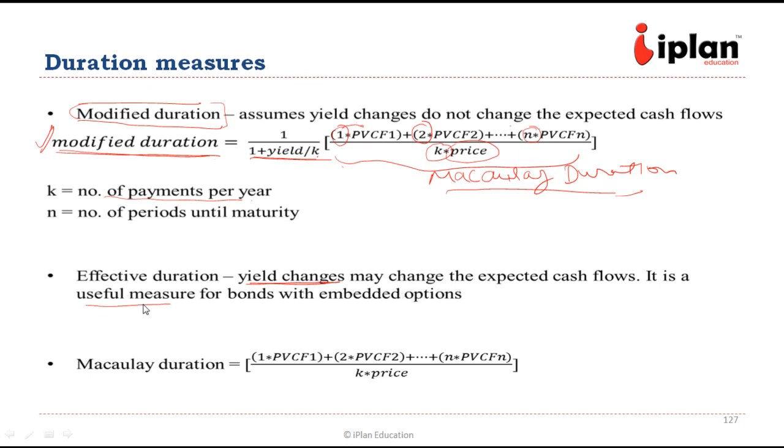So this is a very useful measure for the bonds where we have embedded options in them. Again, the Macaulay duration formula is given. It is a weighted average of cash flows and durations. These are the durations, and these cash flows are basically working as weights to these durations. So effectively it becomes the weighted average of durations.